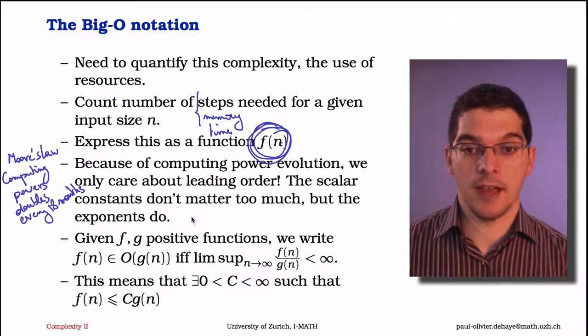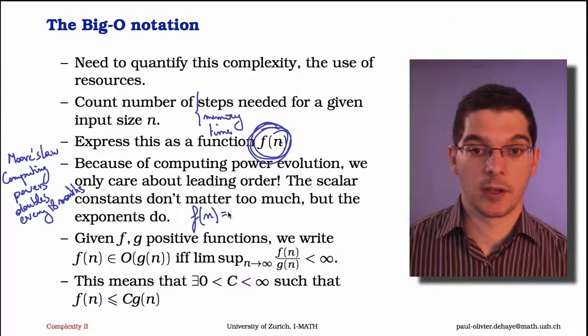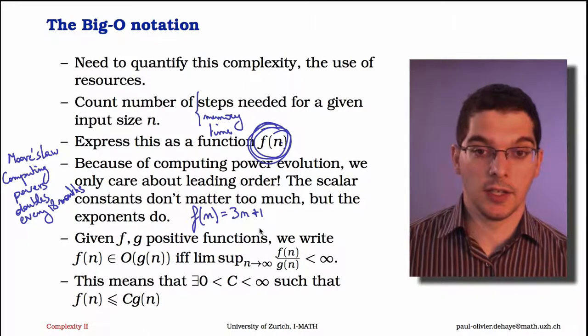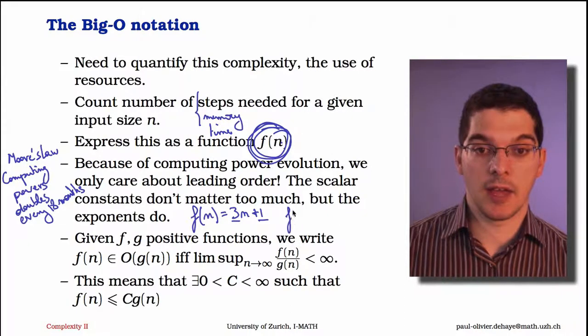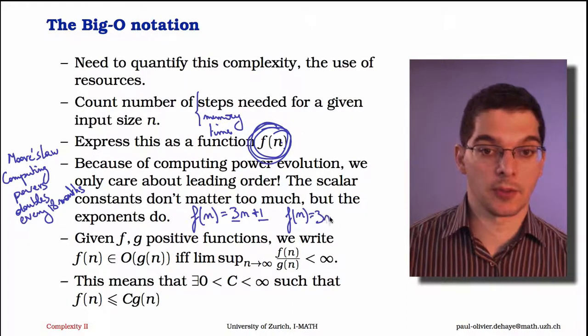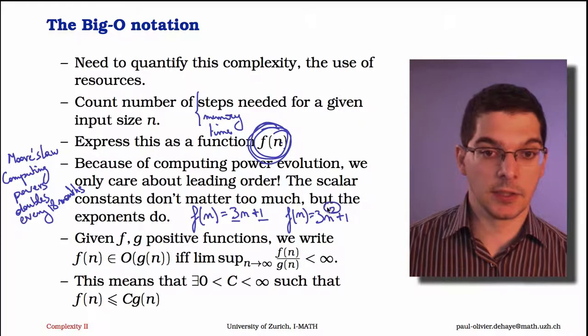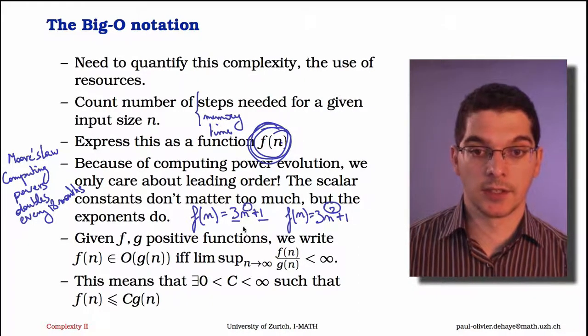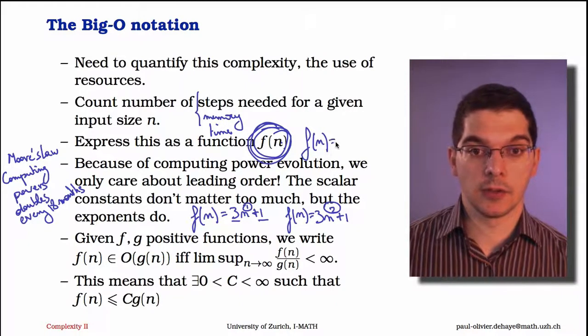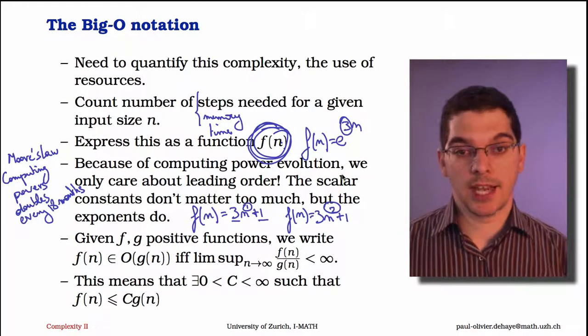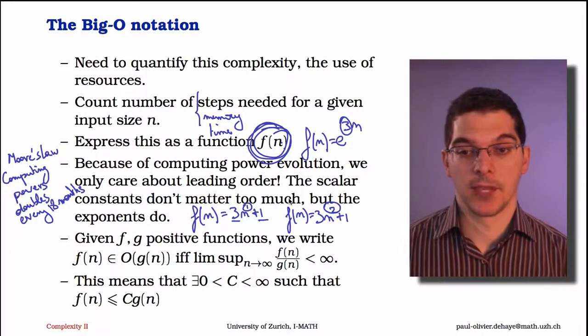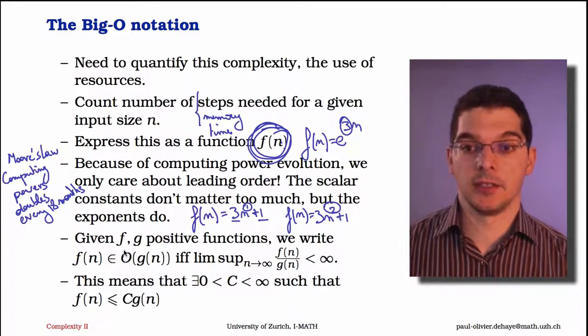So if you have f of n equals 3n plus 1, well, this 1 is not important, and this 3 is not important. But if you have f of n equals 3n squared plus 1, then this 2 is important, and so is the one that I didn't write here. Or if you have f of n equals e to the 3n, then this 3 is important as well. Okay, so how do you extract what is important? Well, for this you invent the big O notation.